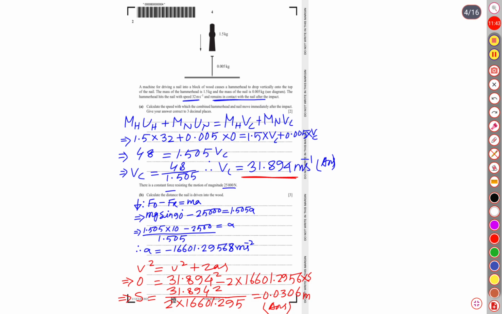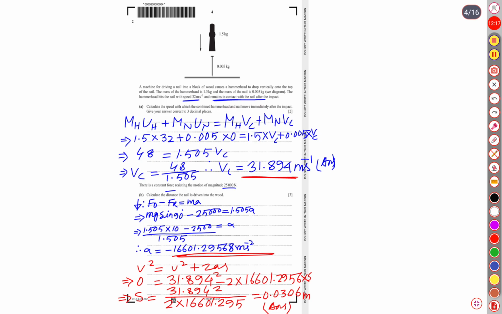Then in the second case, they have told us to find distance. For distance we apply the concept of the suvat formulae. For any of the suvat formulae, acceleration is to be known, and acceleration can be obtained from Newton's law of motion. Then we have obtained this as our acceleration. Using this acceleration, we have got that the nail went 0.0306 meter into the wood after being hit by the hammerhead.